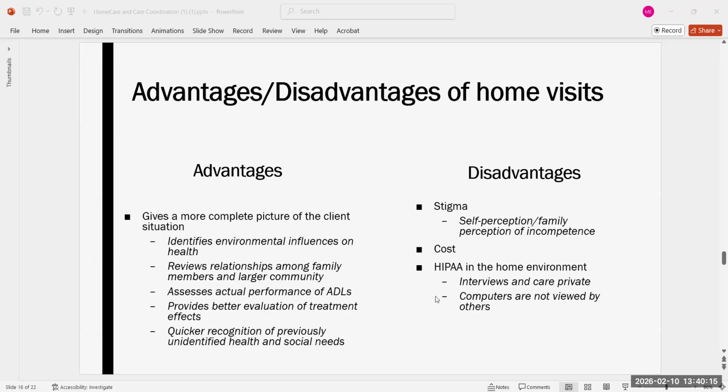cost, and when thinking about HIPAA within the home environment, you want to think, how can I be sensitive to that? Making sure that your computer and electronic devices are not turned on, they're closed, they're turned down. If you're talking to a patient, are you in a private area if they don't want anybody to hear?